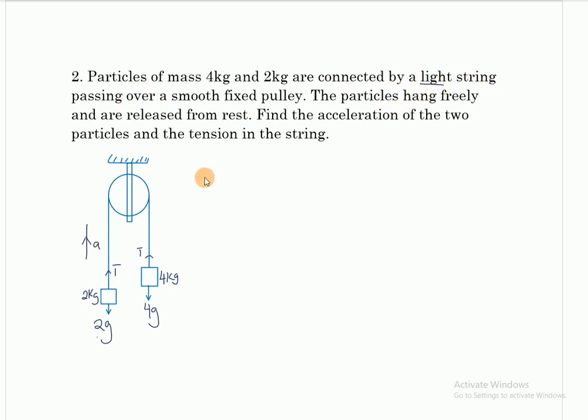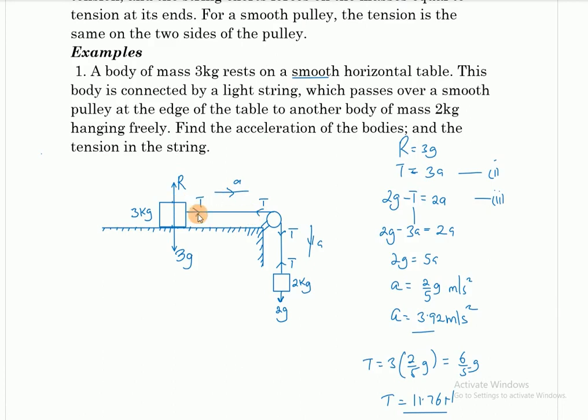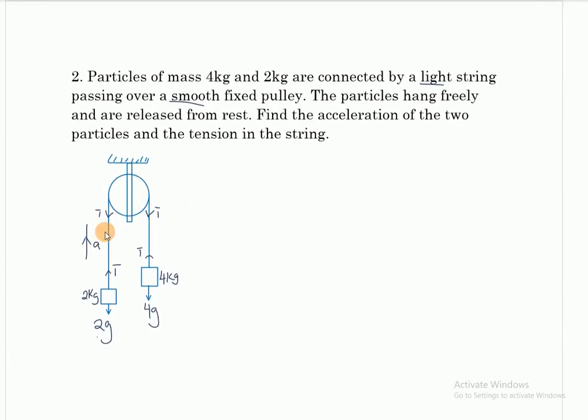Now you remember, light means their mass is not supposed to be taken into consideration, their weight. Passing over a smooth pulley means that the tension on both sides should be the same. It's the same story as with the first question. The tension here is the same as the tension here, because they exist on both sides of a smooth pulley.